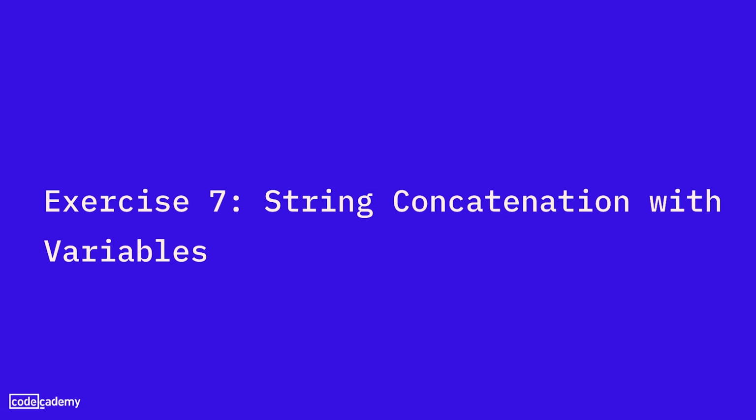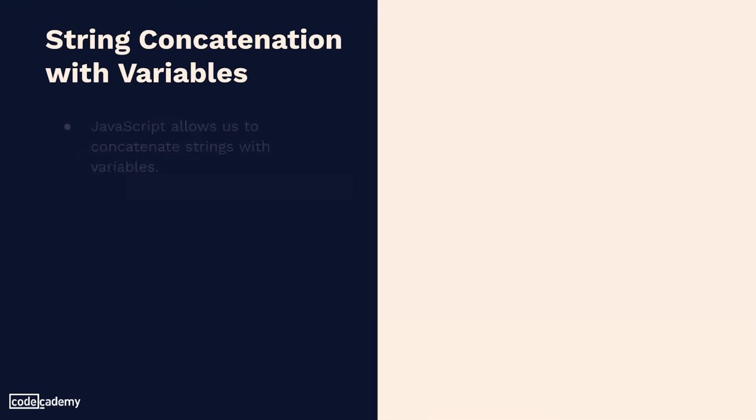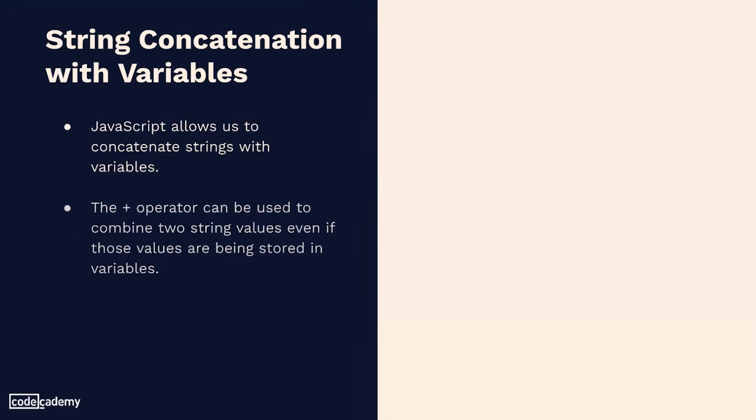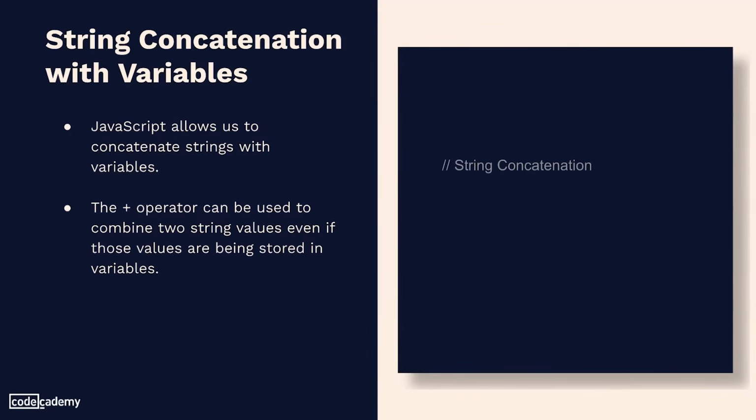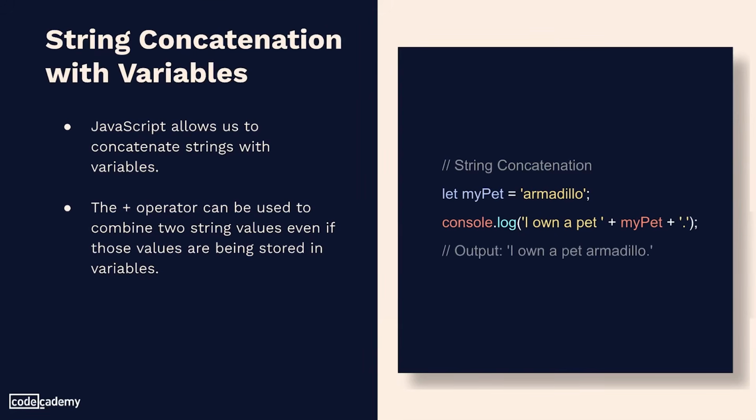Exercise 7, String Concatenation with Variables. In JavaScript, we are allowed to concatenate strings with variables. To do so, we can simply use the plus operator just like we did when we were concatenating two strings without variables. For example, take a look at the following code on the right. Say we have a variable called myPet with the string value of armadillo. If we want to console.log a string like "I own a pet armadillo" using our variable, we can do so like this. This would output I own a pet armadillo.